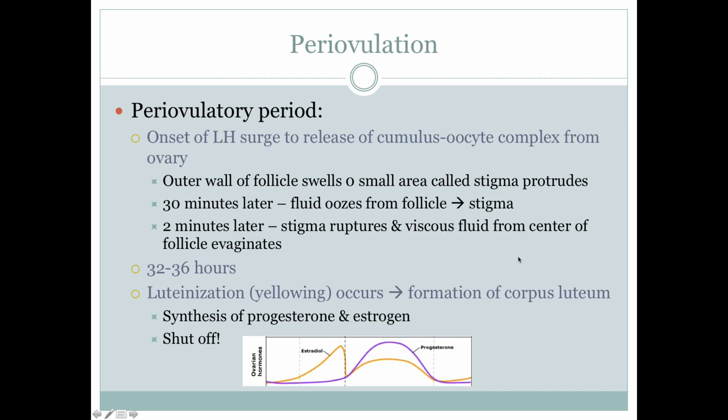Okay, as I mentioned, there's not a ton of time that there is the ability for successful fertilization. Periovulation is the time around ovulation. So as we said, this LH surge is going to be triggered by estrogen release, and then eventually the egg and cumulus complex, so the oocyte and the cumulus complex, are released from the ovary.